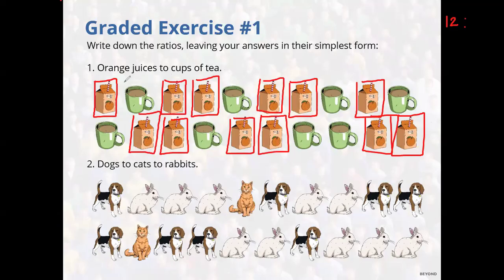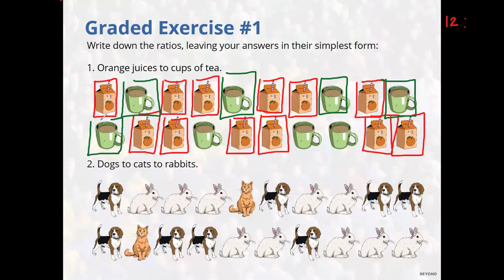So T is going to be what? 1, 2, 3, 4, 5, 6, 7, and 8. So I got 12 to 8. So we have 12 to 8.